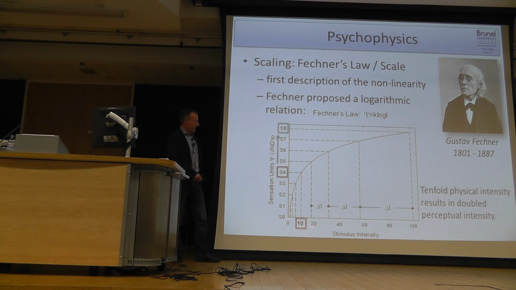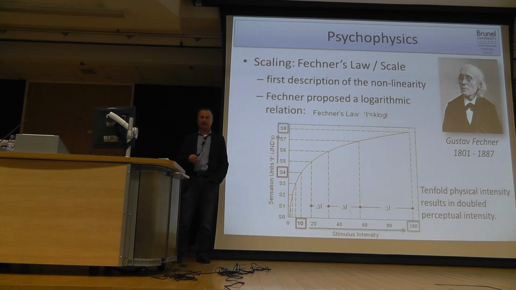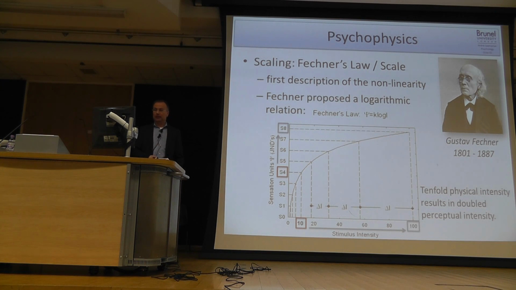Now, what do I have to do to the physical stimulus to get a doubled perceived intensity? And you can follow this line. You need a tenfold physical intensity. And that's a logarithmic relationship. If one scale has the tenfold increase, the other scale doubles in increase. So for another doubling, you would have to go to 1,000 units to make that. Okay, so that's what Fechner proposed and found out.